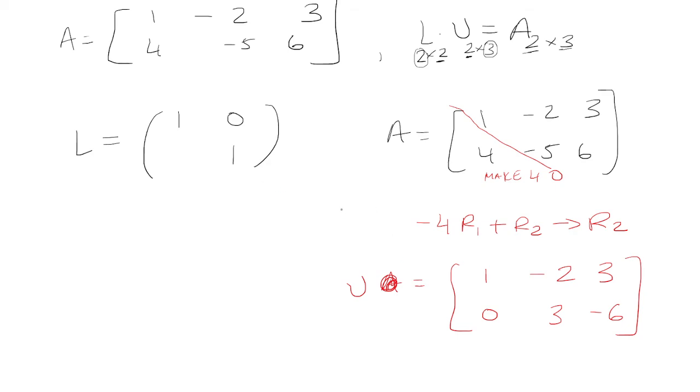We found U. For L, we just take the opposite sign of what we multiplied the first row with. So we multiplied it by negative 4. Take the opposite of that. That's going to be 4. So my L matrix is 1, 0, 4, 1. And U matrix is 1, negative 2, 3, 0, 3, and negative 6. And that is our answer.